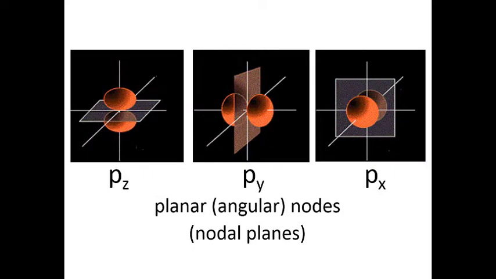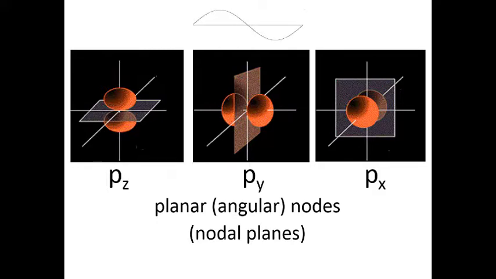In these pictures from the internet, the lobes are not shaded differently, as we would do, but the planes which separate the lobes are shown. This is where the function changes from positive to negative and thus equals 0. We call this a node. For p sub z, this occurs at 90 degrees away from the z-axis. So this planar node is also referred to as an angular node, or a nodal plane.